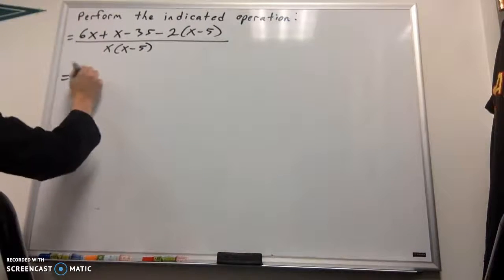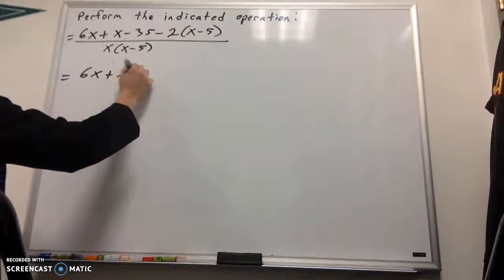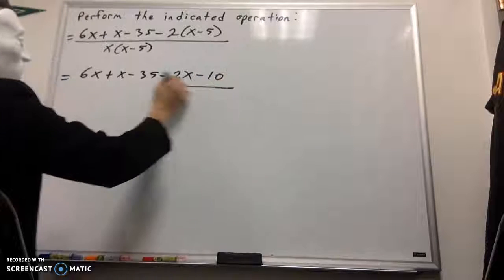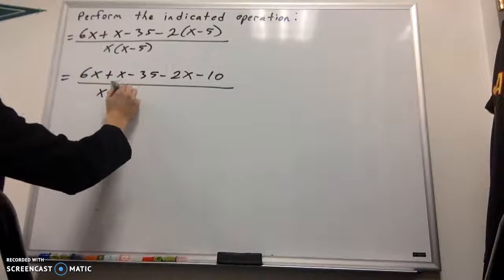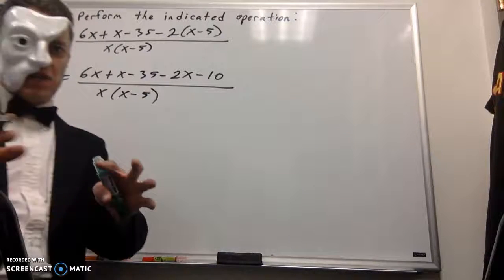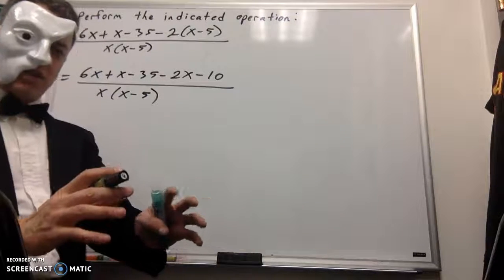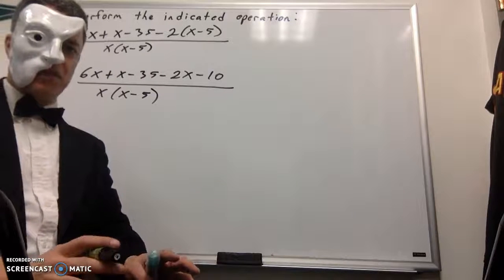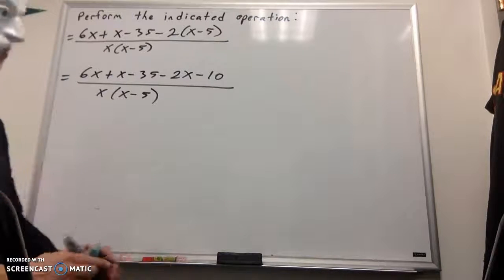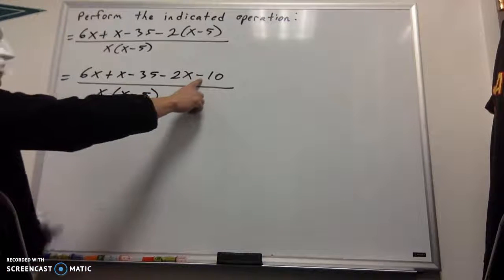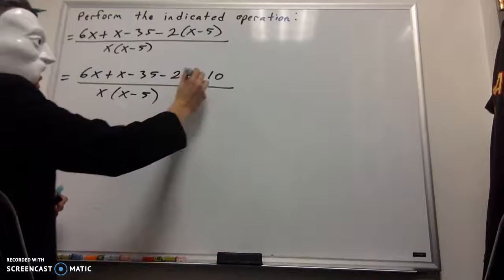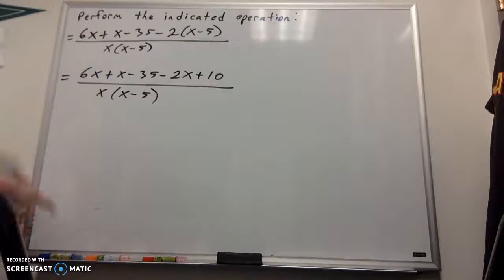So I'm going to have 6x plus x minus 35 minus 2x minus 10 all over x times x minus 5. Right? And this would be like the Phantom trying to lay little traps down as these guys are trying to come down to save their Christine. I got a little trap I just set for you. I hope you picked up on it. And it's right there. I've talked about this in other videos. A negative 2 times a negative 5 is a positive 10, right? Hope you didn't fall for my trap.